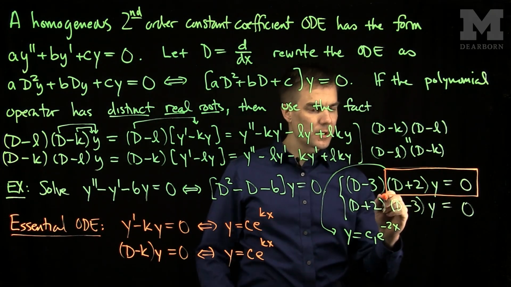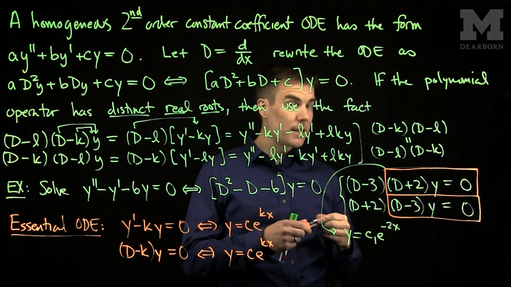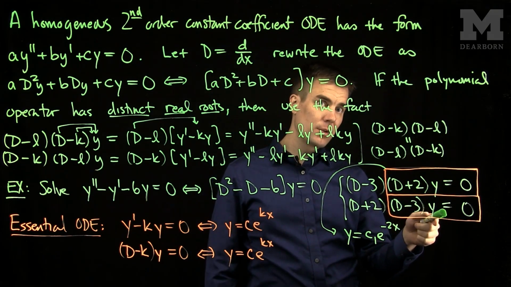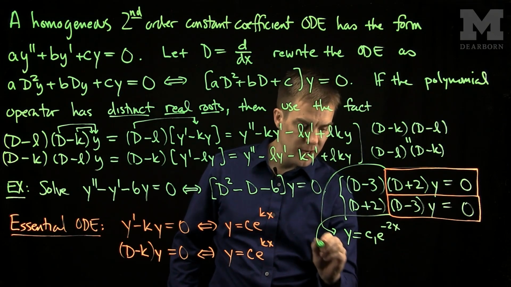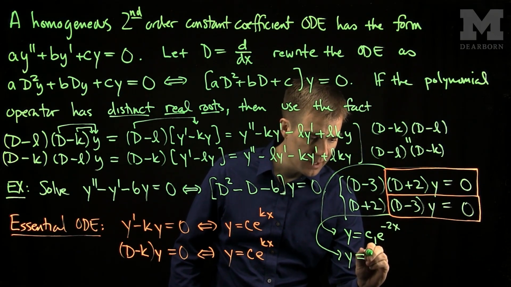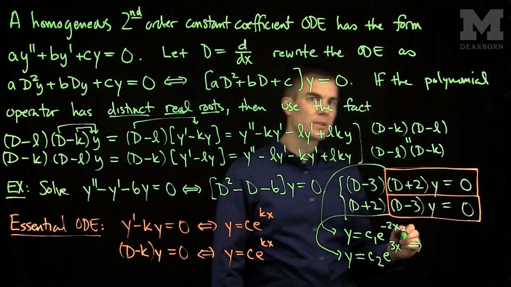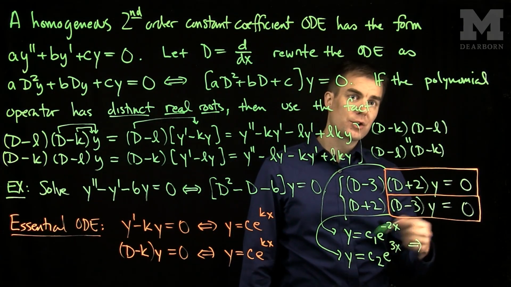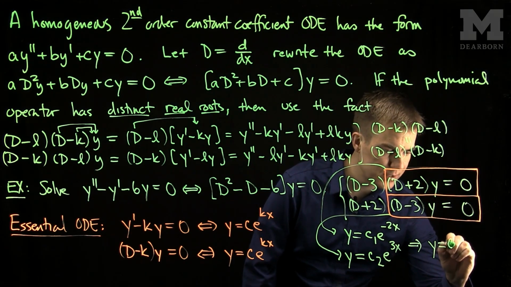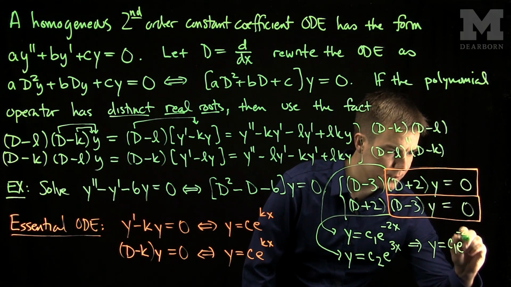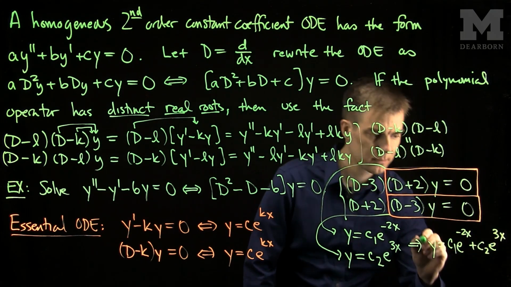Then I look at the second representation of my equation and realize that I can make this 0 by making D minus 3 applied to y equals 0. Using my fundamental or essential ODE again, I see I can do this by choosing y to be c2 e to the 3x. And to find the cumulative solution, I take a linear combination or add these two solutions together. So our solution will be y equals c1 e to the negative 2x plus c2 e to the 3x.